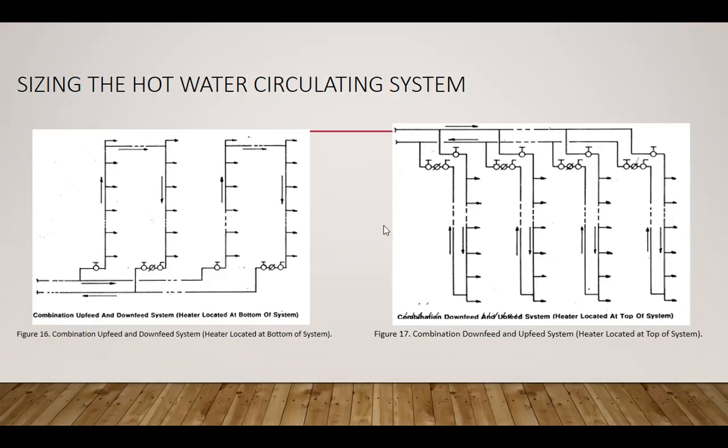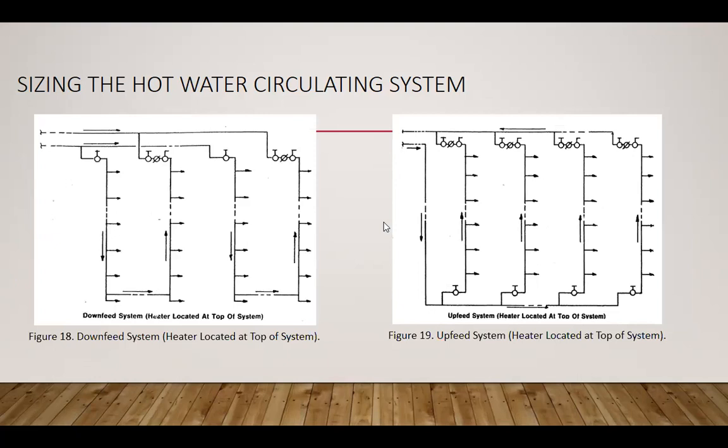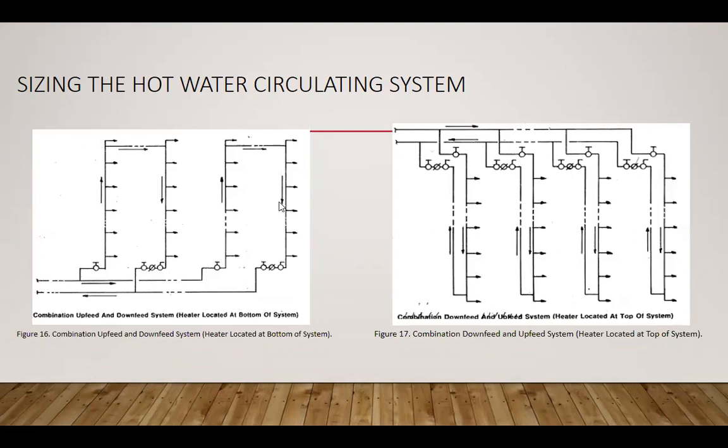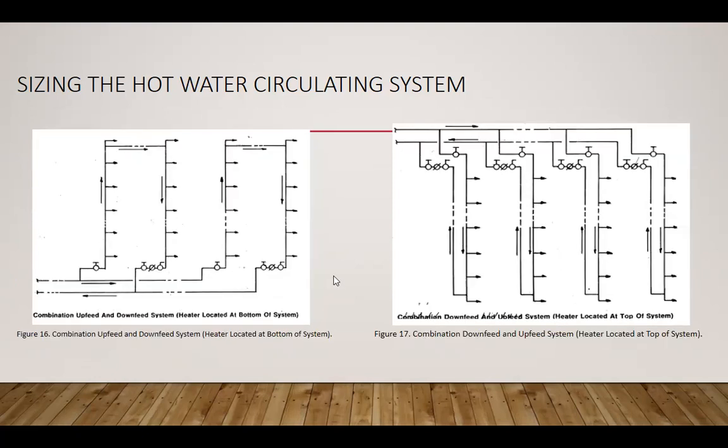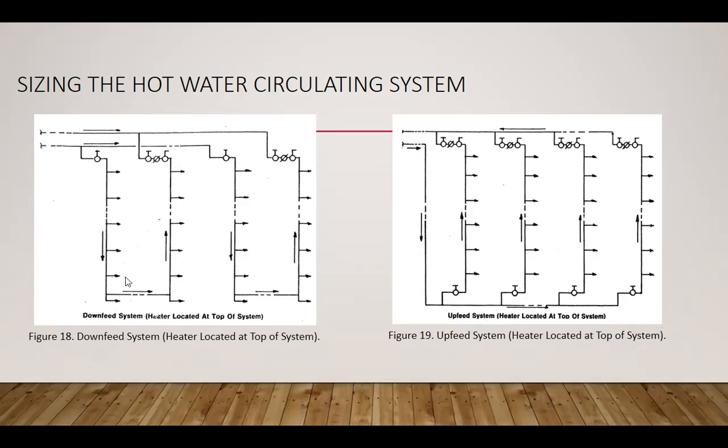Okay, next. Downfeed system. Heater located at the top of the system. Then, so ito ang combination na nabaliktad ng libro. Libro to kasi niya nakalagay sa kanya. Diba? So, ito yung downfeed. Ito yung combination ng downfeed and upfeed. Yan, pataas, diba? Yan. Okay.